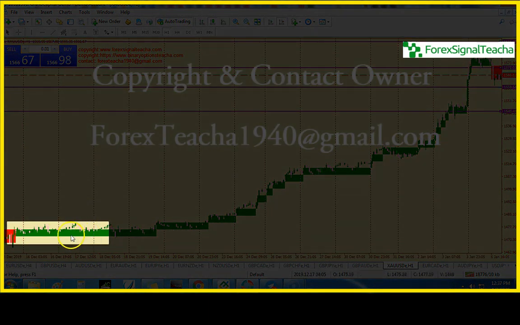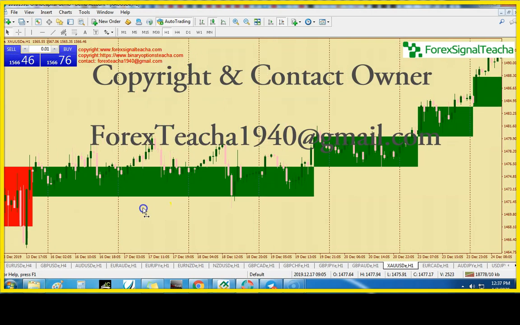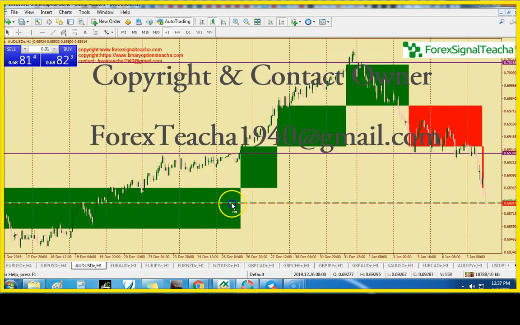So if you go to gold here on 16 December right here, this was a buy signal. If you go and check Australian dollar or USD, you should know that most of the time when the gold is going up, USD is going down, and then Australian dollar will be going up, and then also the New Zealand dollar will be going up. So for this example, let's quickly look at the Australian dollar right here.